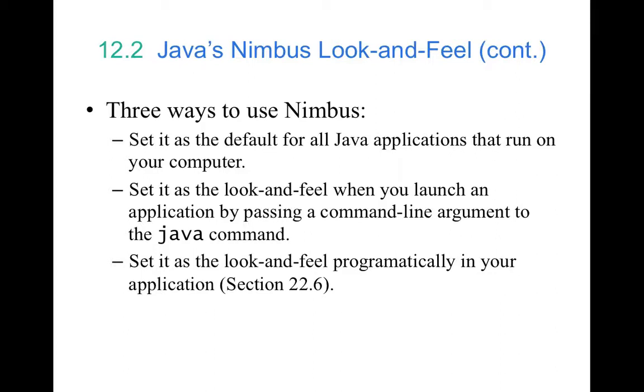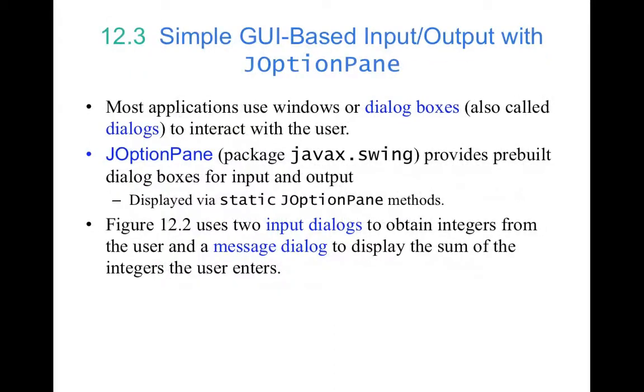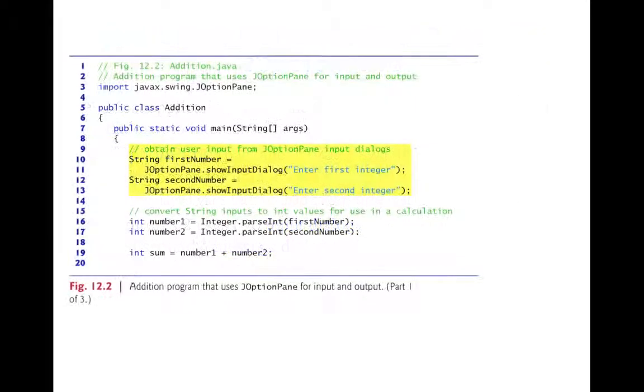Okay, so there's three ways to do it. We can set the default, which is what we did, for all Java applications that run on your computer. We can set the look and feel when you launch an application by passing a command line argument. And you can set the look and feel programmatically in your application. Let's do the other one as well, right? So the third one is this way. So here's javax.swing, and then it says import. Let's do this and see if that works.